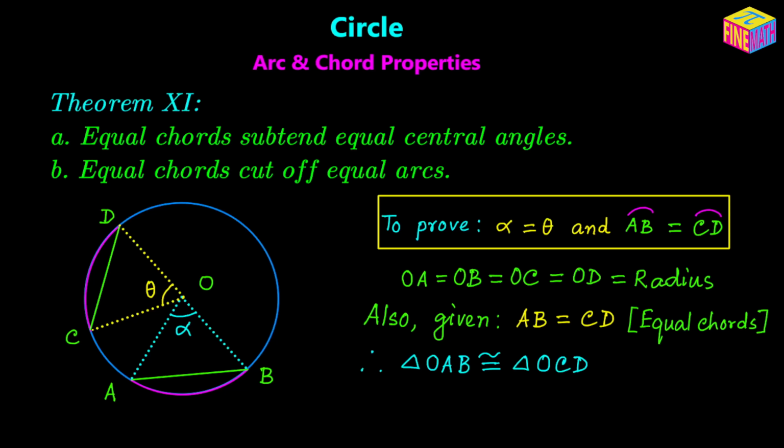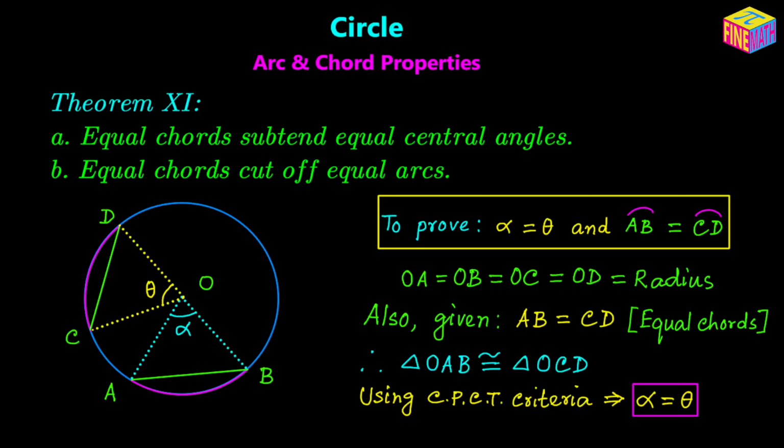That's according to the criteria that corresponding parts of congruent triangles are equal, which is abbreviated as CPCT criteria. So according to the CPCT criteria, we can say that alpha will be equal to theta. And that was the first part of the theorem to be proved. Now let's talk about the second part of the theorem.